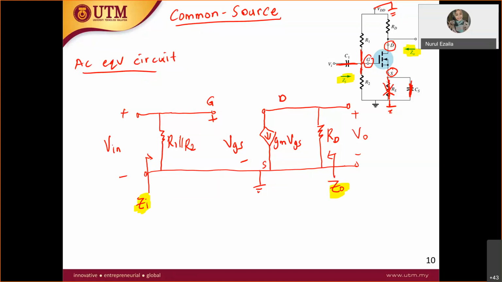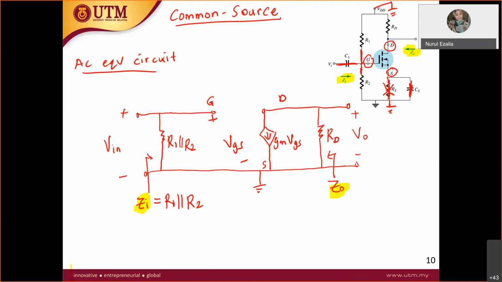In your test 2, later you will be asked to draw with a complete labeling. Since you have already experienced the common source, if you can see here, this is closely similar to the common emitter in BJT. When I ask you to find the Z in, what can you see from here? What is your Z in over here? It is equal to R1 parallel with R2. Correct. And there is only VGS over there, so it is quite straightforward.